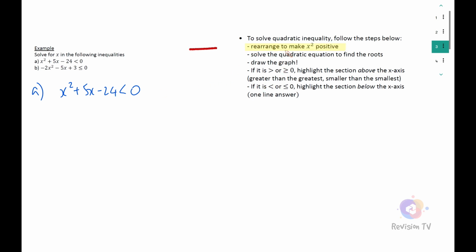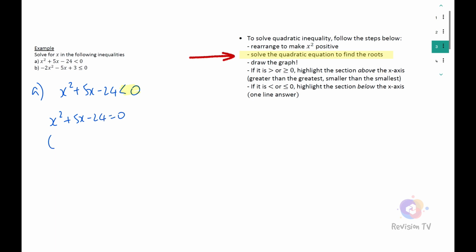So for the first step, rearrange to make x squared positive. X squared is already positive, so that's fine. So we're going to highlight less than 0. Just so you know, we're using the less than 0 line. Next, we're going to solve the quadratic equation to find the roots. So we're going to make it equal 0 to find the roots.